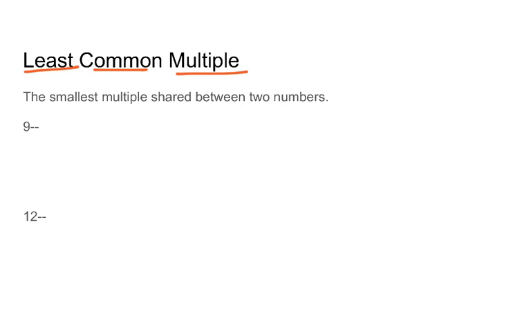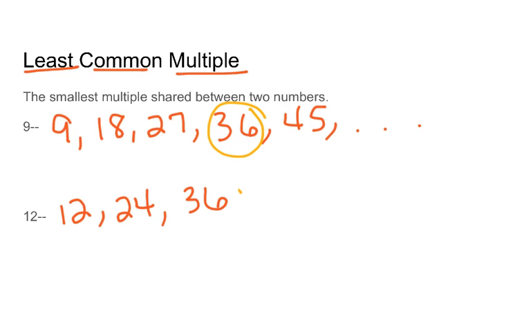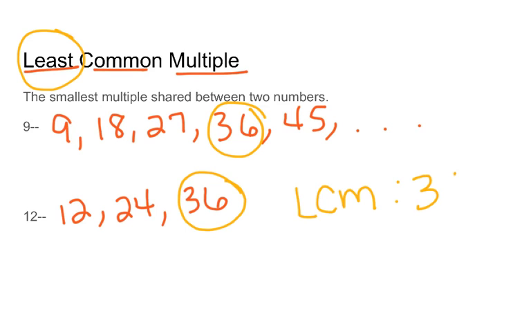So let's do some counting by nines, or our nines on a multiplication table. 9 times 1 is 9. 9 times 2 is 18. 9 times 3 is 27. 9 times 4 is 36. 9 times 5 is 45. And then we could keep going if we wanted to. Now 12: 12 times 1 is 12. 12 times 2 is 24. 12 times 3 is 36. And I can stop right there because that's the first multiple they had in common. So it is the least common multiple. So the LCM of these two numbers is 36.